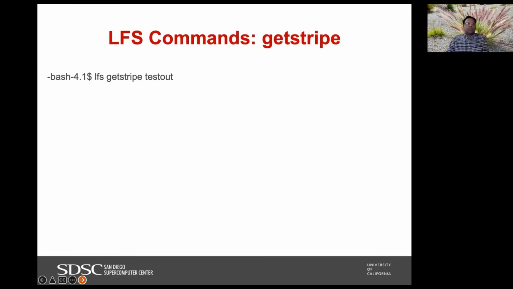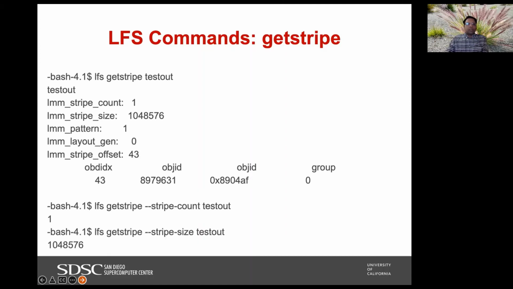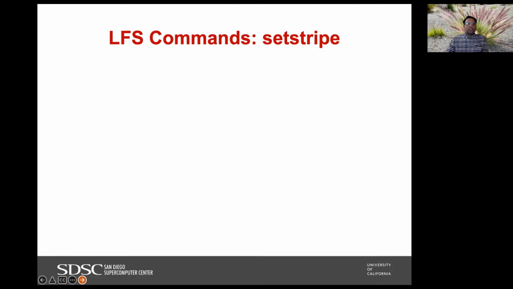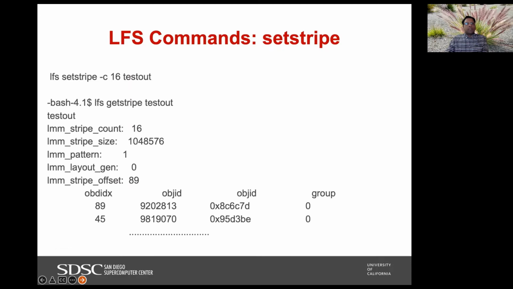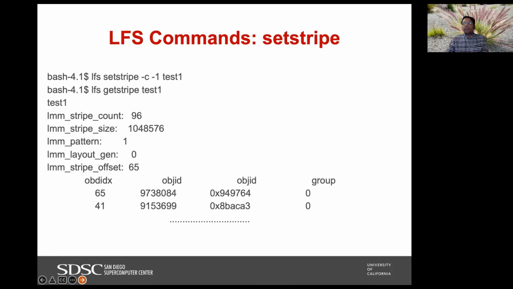So this is how you run it. LFS getstripe, then it will tell you the stripe count is 1, the stripe size is 1 meg. It also tells you the offset, which is useful if you're trying to figure out which target it's writing to. So if you see something running slow, maybe there's a target with a problem, you can go check it out. So again, these are more options. There are other LFS commands like LFS quota. So if you want to find out your usage on a file system, use the LFS quota command.